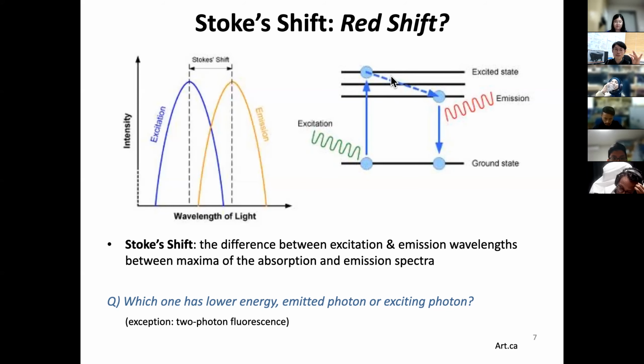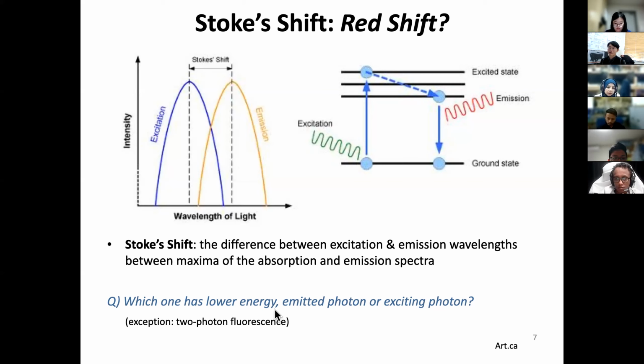So in this process of energy relaxation, you're losing some energy. That makes the color or energy different between emission and excitation. That was discovered by Stokes, and so we put the name Stokes shift on this difference between the maxima of the absorption and excitation spectra.